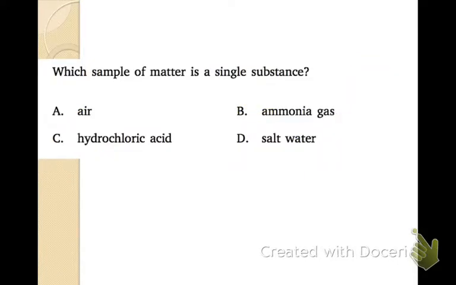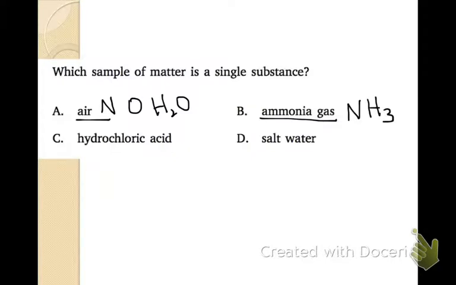The next question, which sample of matter is a single substance, meaning it doesn't have anything else mixed in there? So when we look at these questions, we want to see which ones are not going to be mixtures. We know that air is actually a mixture because it's composed of nitrogen, oxygen, water vapor, methane, etc. B, ammonia gas. So this is one of the ones I had you remember. It's just going to be NH3. And it's a gas. It's not combined with water. So this is going to be a compound.